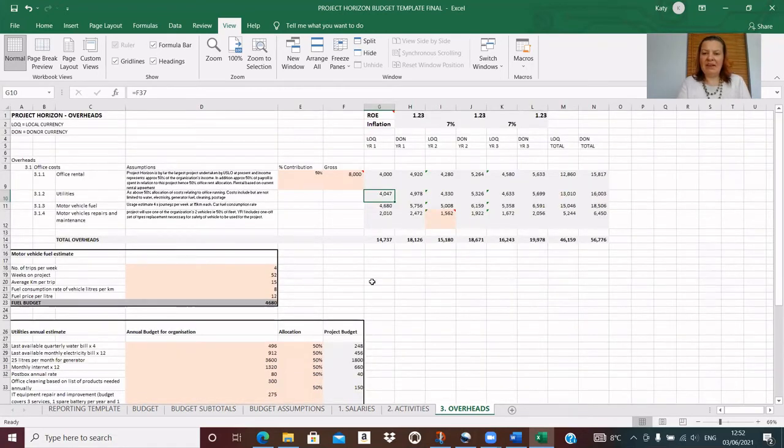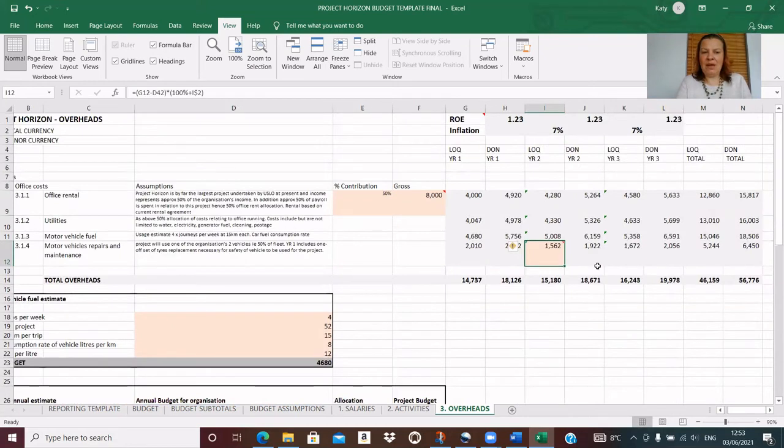So now those mini calculations are linked into my budget. So for example, here, 4680 equals D23. So I've just linked that in from my fuel estimate calculation there. And the same applies to my utilities, which is coming from F37, which is the calculation below here, and D47, which is also the calculation below here.